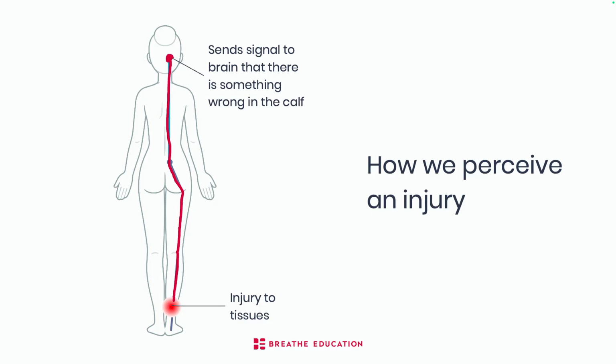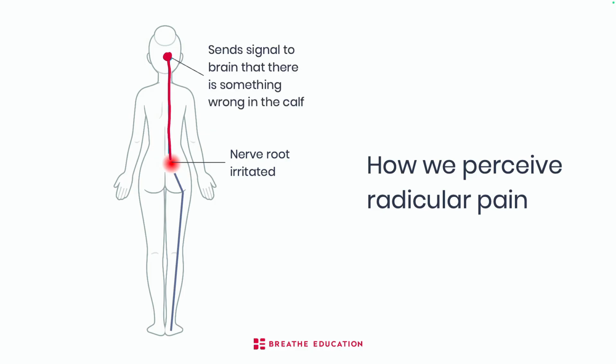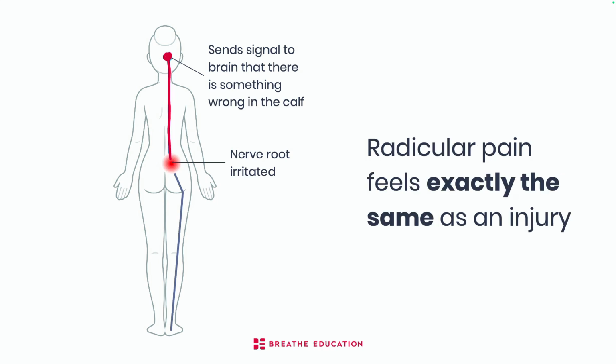How we perceive radicular pain is very, very similar. With radicular pain, there's an irritation of the nerve root. There's nothing happening in the calf. There's some kind of irritation of the nerve root, and that triggers a discharge of that nerve, a nerve impulse that goes up to the brain and says, something's wrong in the calf. Now, your brain can't tell the difference.